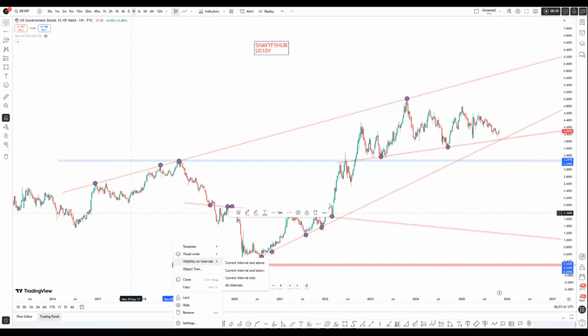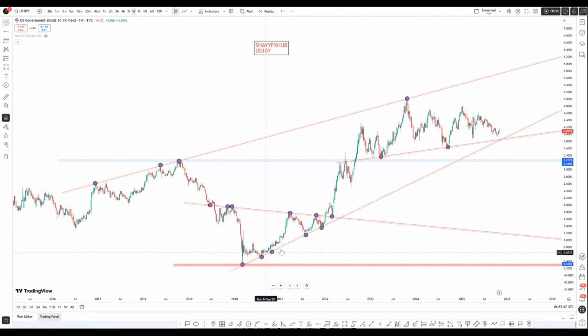It's very important if you're a trader to know the price action of US 10Y and combine it with the dollar index to get a clear directional bias. So this is a demand floor and also the beginning of the rally.